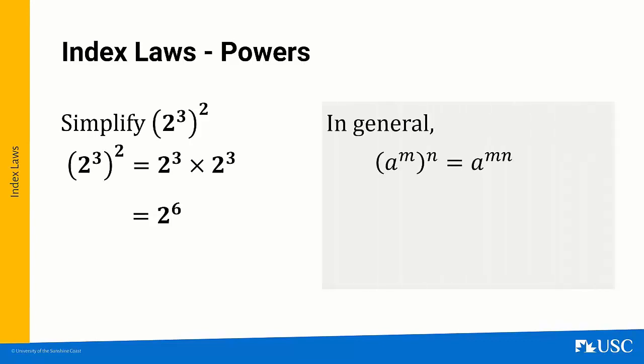Once again, this works for any base, so we'll generalize this and say a to the power of m to the power of n is a to the power of m times n. That is, we multiply those indices.